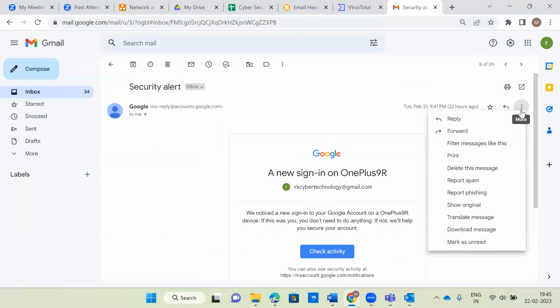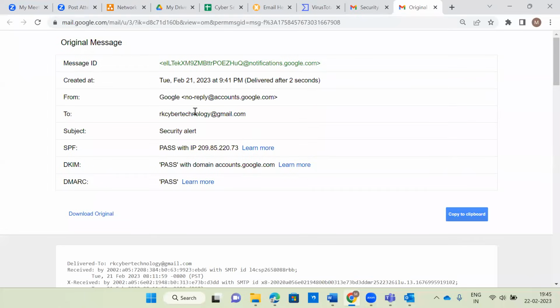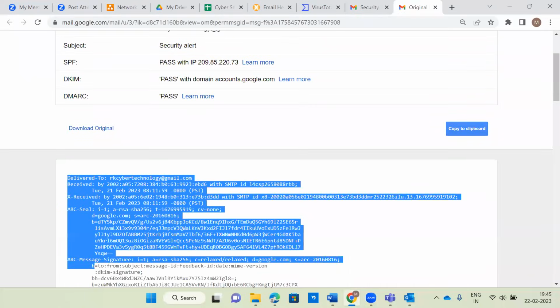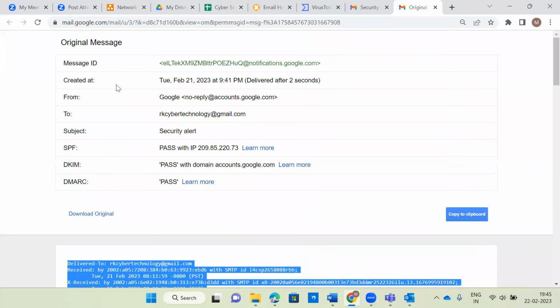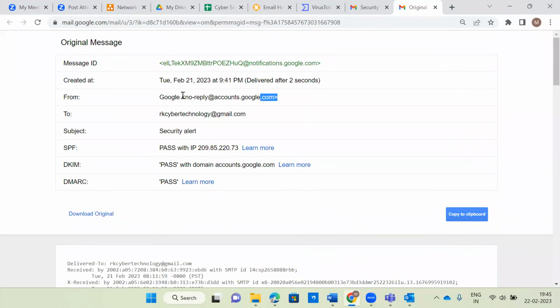So, Google security alert. This is one of the emails. I open this email and go to show original. This is the entire header analyzer. And this is our sender email address, from. This is the recipient email address.